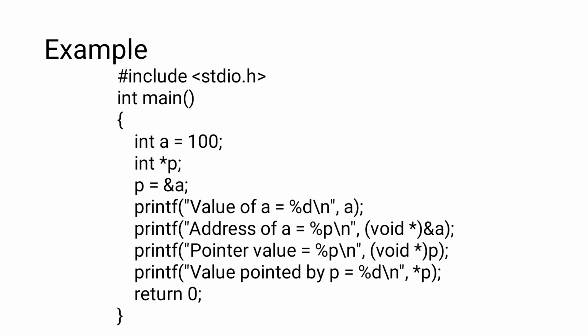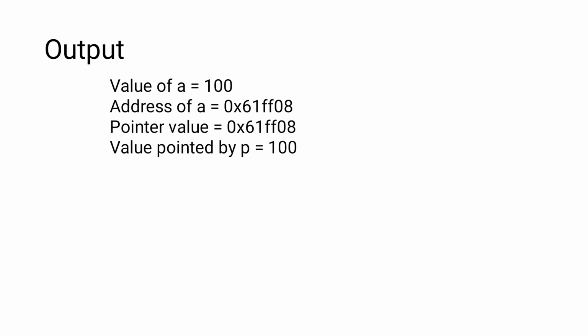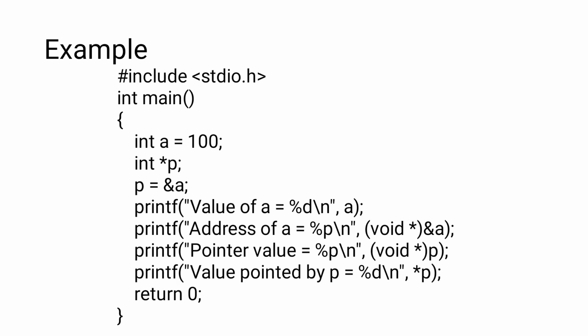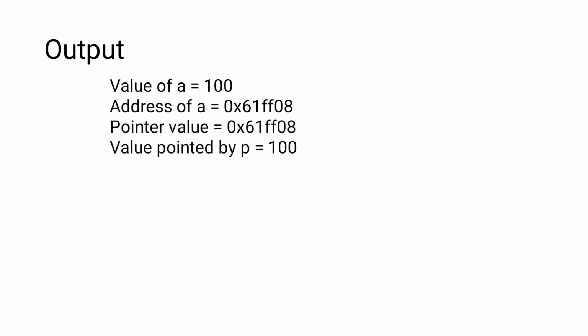And next return 0. So the output will be like this. First of all I am printing the value of a. What is my value of a? That is 100, printed here. In the next line I am printing the address of a. The address of a here is 0x61ff0a. This is one example. This value may vary on your system.